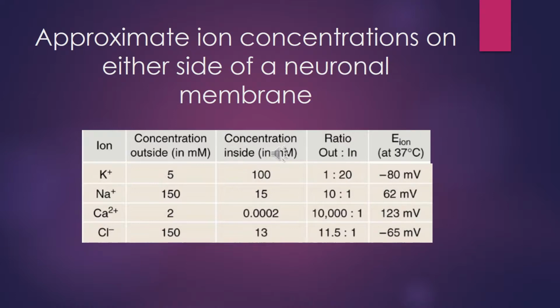Approximate ion concentrations on either side of the neural membrane are represented in this chart. E ion is the membrane potential that would be achieved at body temperature if the membrane were selectively permeable to that ion. The ratios of each ion in this table will become important when discussing the Nernst equation.